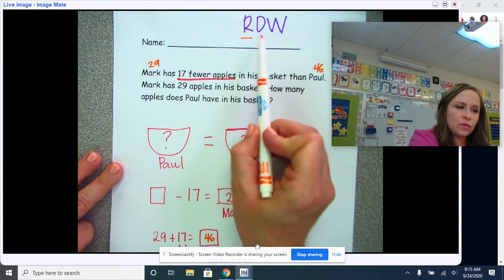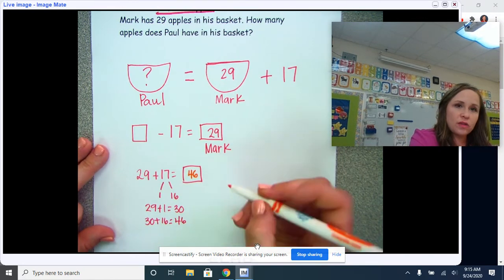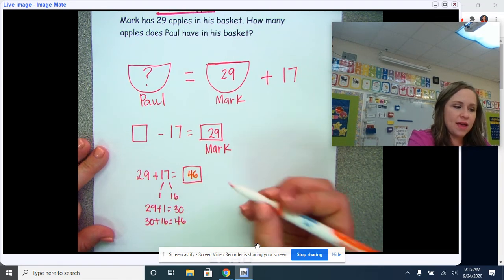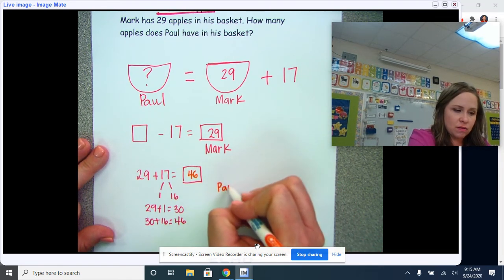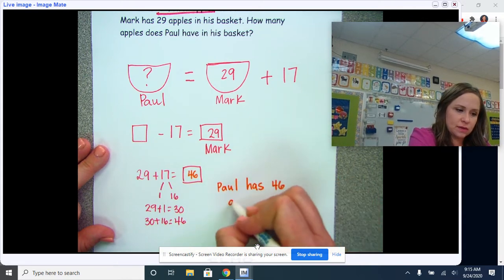How many apples does Paul have? So we read it, we drew it out, now we're going to write a sentence. The question is, how many apples does Paul have in his basket? The answer is Paul has 46 apples.